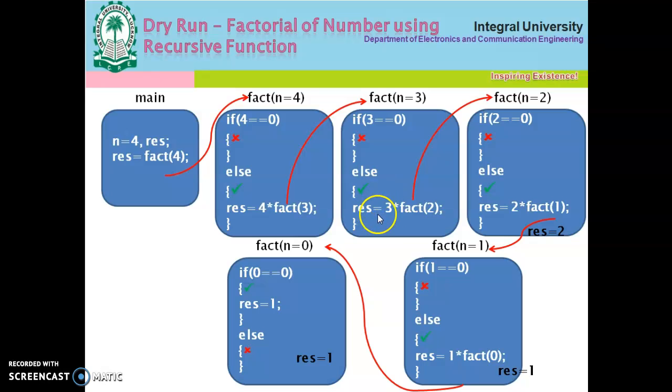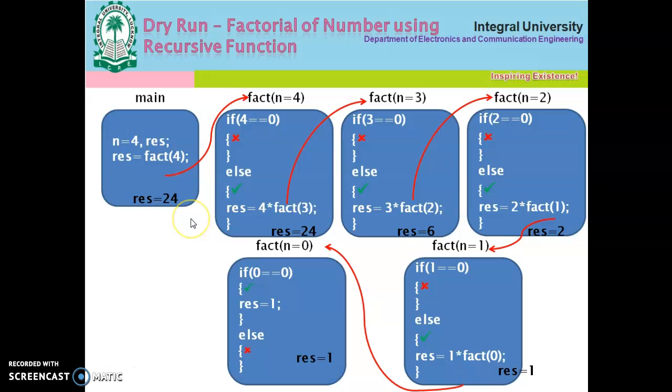Here again res will be equal to 3 into fact of 2. We have calculated fact of 2 in the previous method frame, that is 2. So it will calculate as 3 into 2, and it will be equal to 6. This res will be returned to the fact method frame where n is equal to 4. Now 4 into fact of 3 is 4 into 6, which we have previously calculated, and it will come out to be 24. This final res equals 24 will be transferred to the main function, and the res result will be calculated as 24.